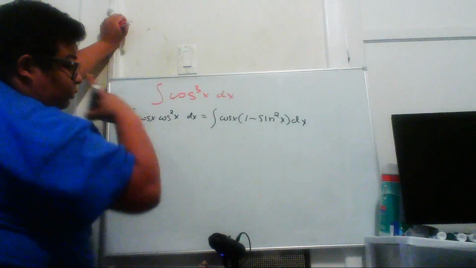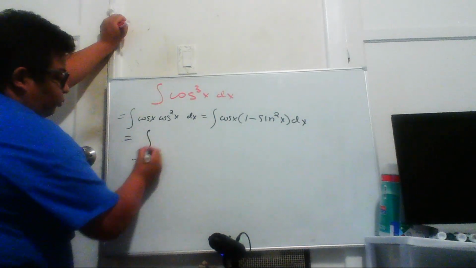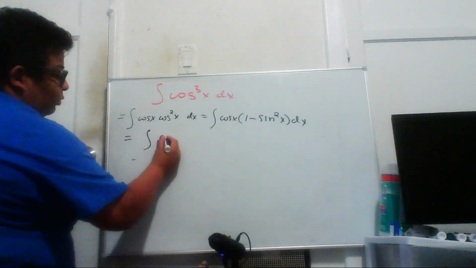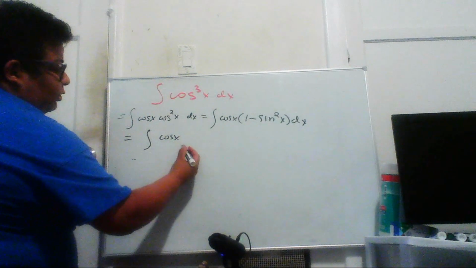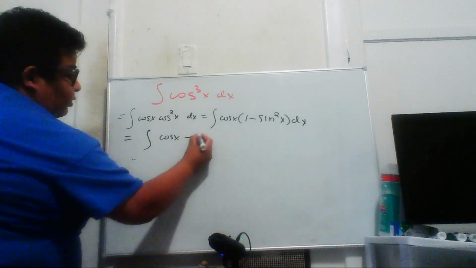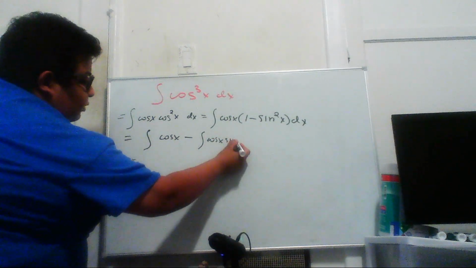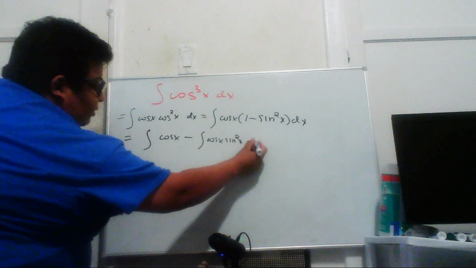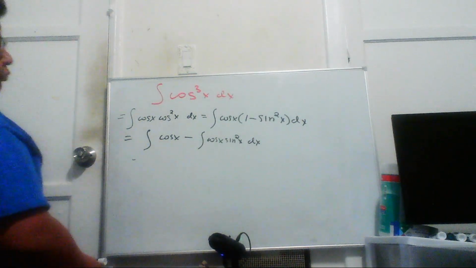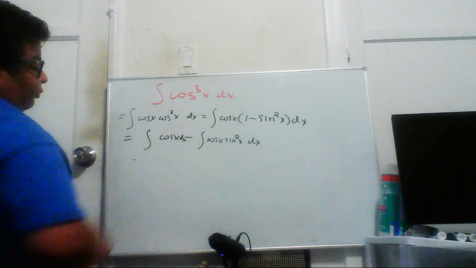Then I'm going to distribute. I'm going to do cos x minus cos x sine squared x dx. And of course this is dx.